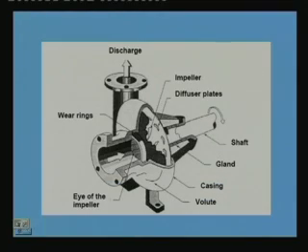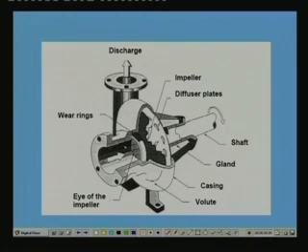Of course, you can also see the guide vanes here. So, these are the guide vanes. Normally, almost all centrifugal compressors use these guide vanes as a means of controlling the capacity, whereas the diffuser may or may not have vanes.